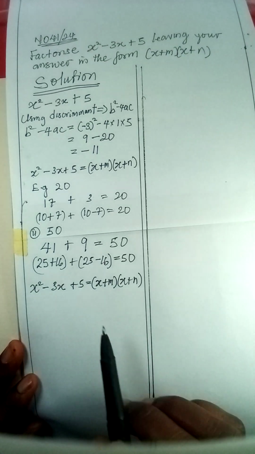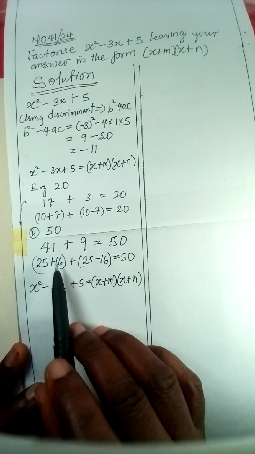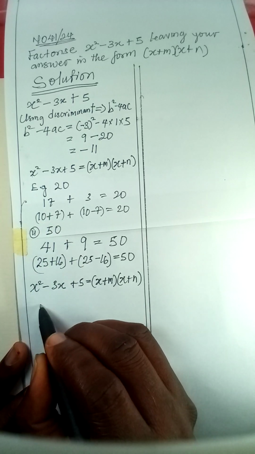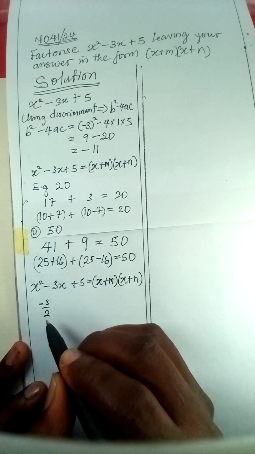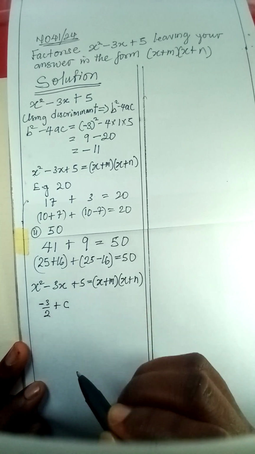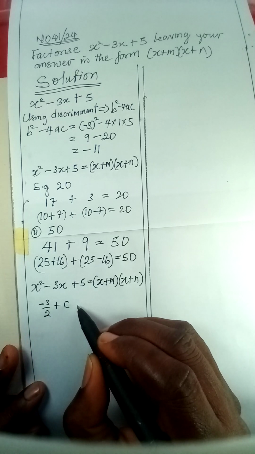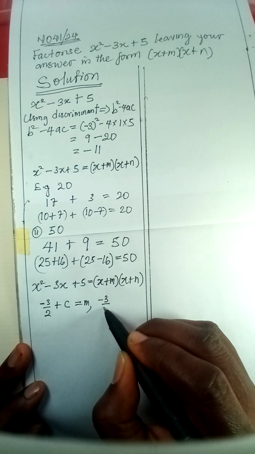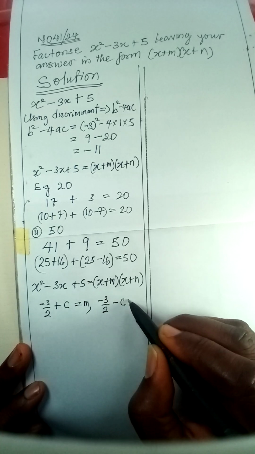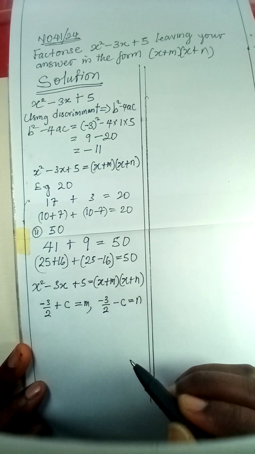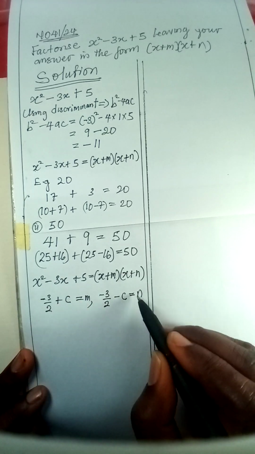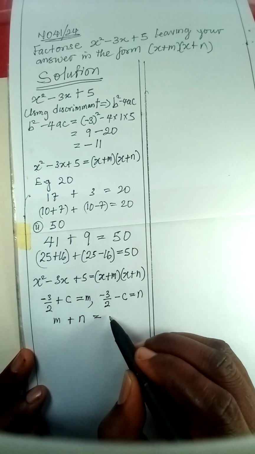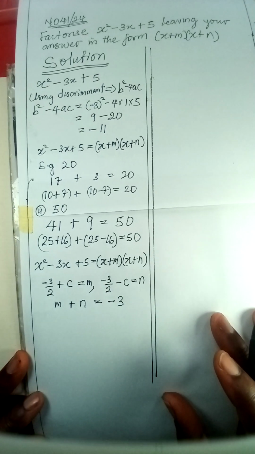All right, now notice what I did here. I want half of 3 plus a certain number to be my m, while half of 3 minus the same number will give me my n, such that if I add these two numbers, m plus n gives me the middle term, that's minus 3.